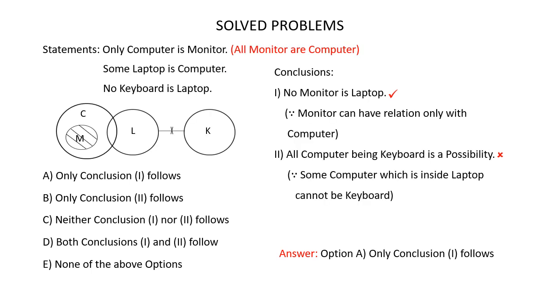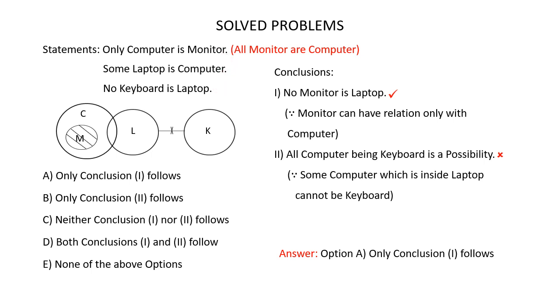In this question, you are given 3 statements and 2 conclusions. Let's find out which of these conclusions follow from the logic given in these statements. To do that, first we have to draw a Venn diagram for these statements. The statements are: only computer is a monitor, some laptop is computer, no keyboard is laptop. So first let's draw a Venn diagram for these statements.